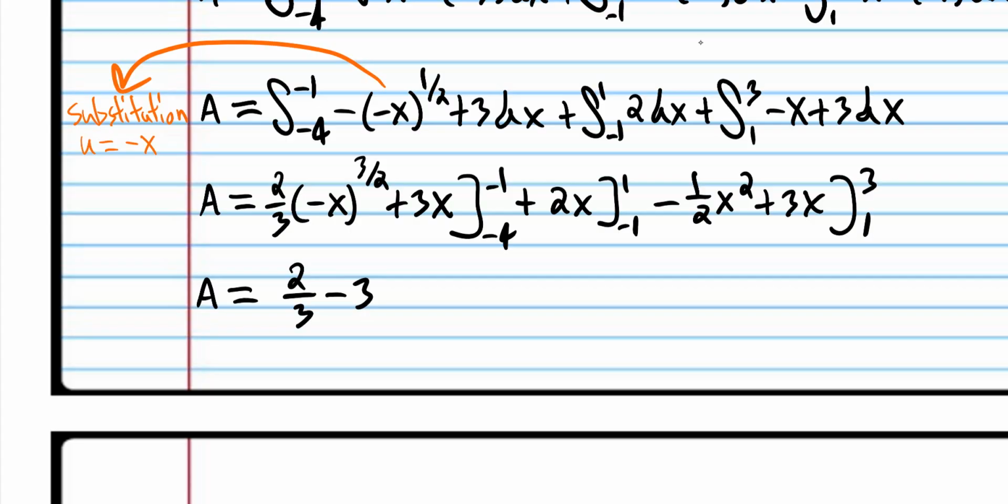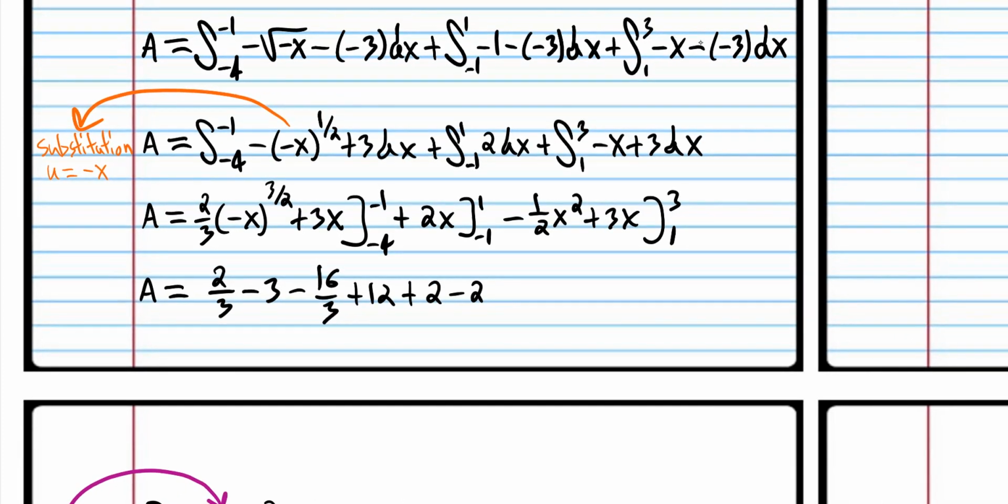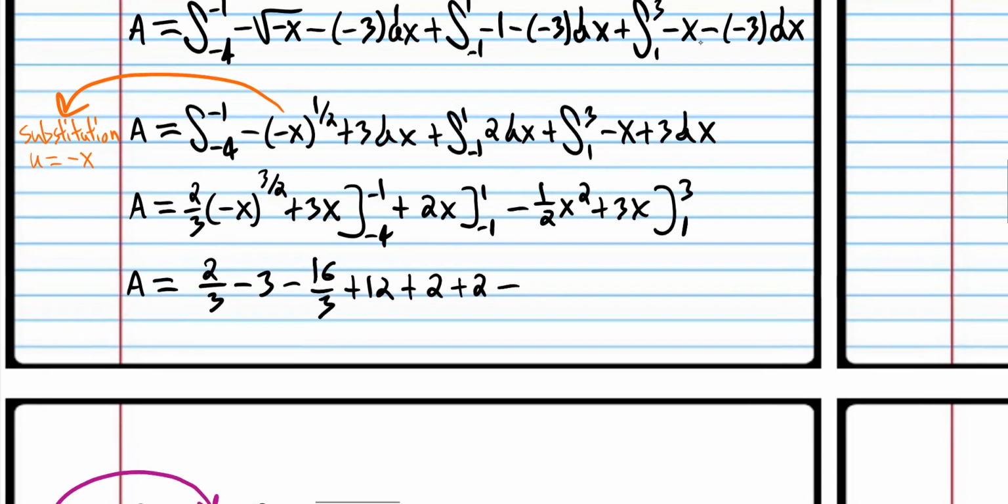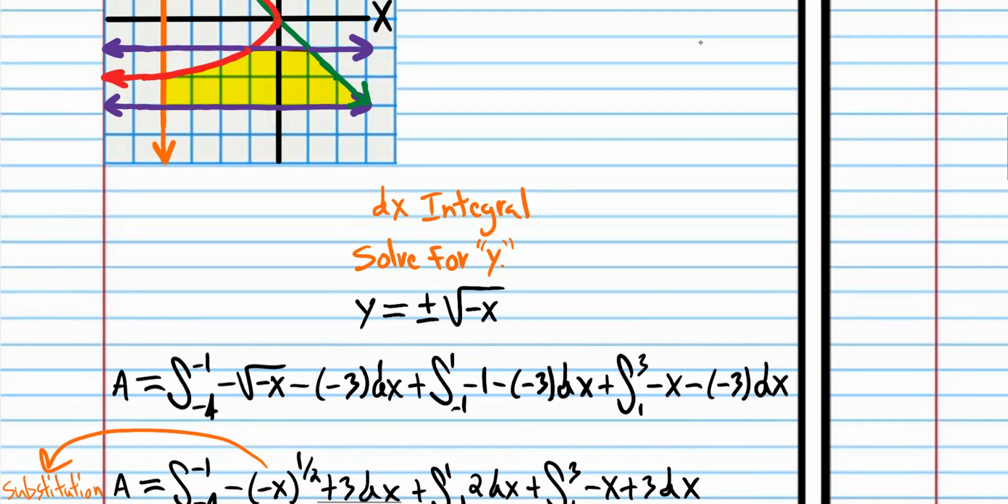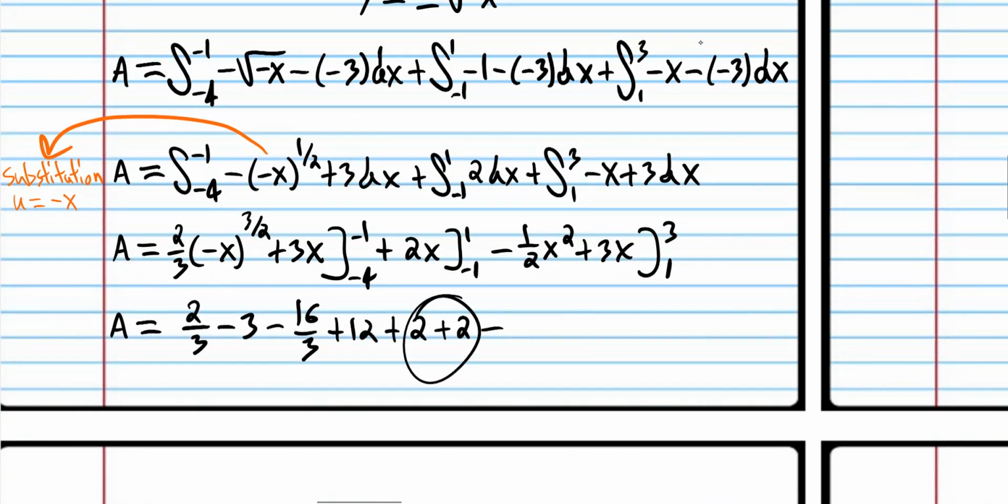And then we're going to subtract, looks like it's going to be 16 over 3, and that's going to be plus 12. And here we have 2 minus 2, actually plus 2. And here we have, so that should be 4, because remember, that's just the area of a square there. 2 by 2 square.